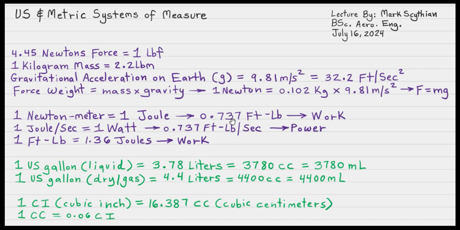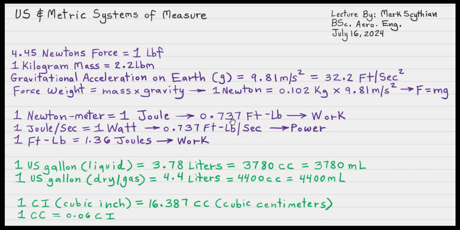So 1 Newton of force in the metric system is equal to 0.102 kilograms times gravity, or an acceleration constant of 9.81 meters per second squared, hence F equals mg, and that gravity is a magnitude and direction, or a vector, perfectly straight down towards the center of, in this case, the celestial body being Earth, its center.